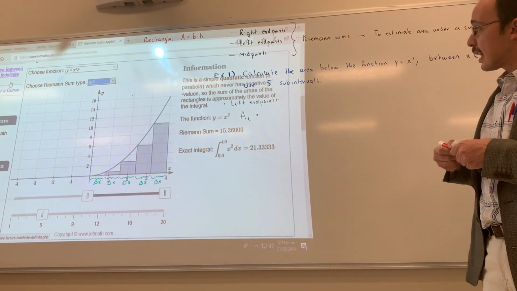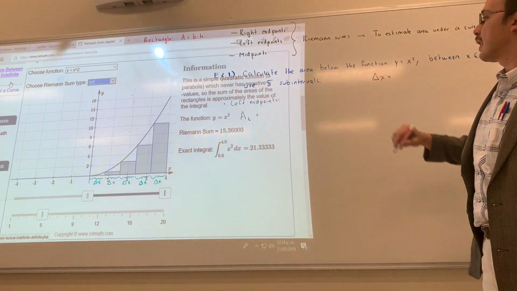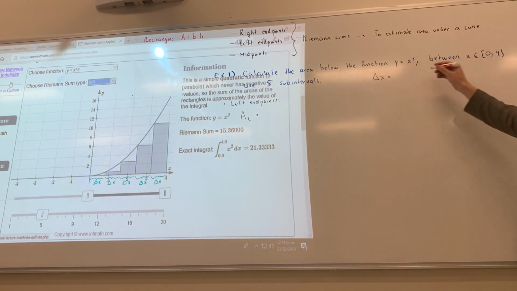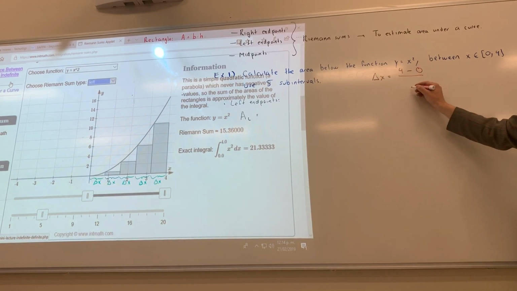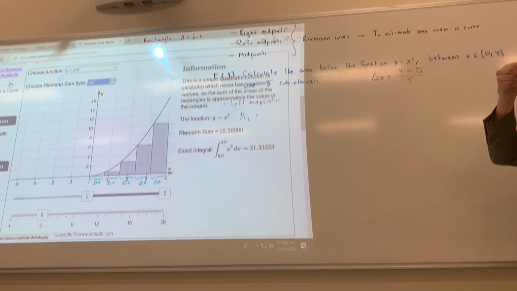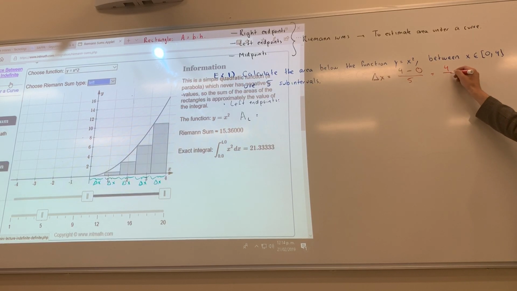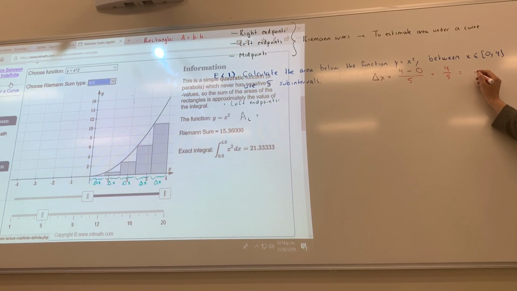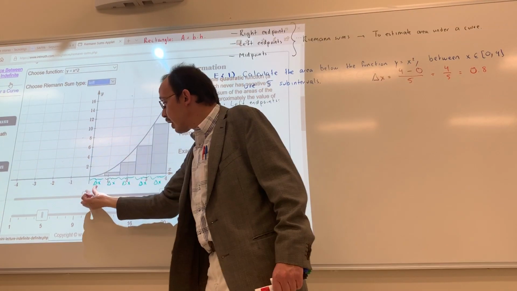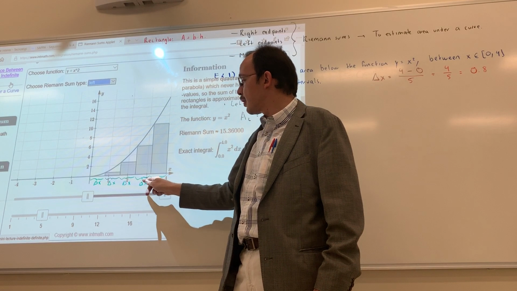Simple. Delta x in this case is going to be what? The highest value, which is 4, minus the lowest value, which is 0, divided by what? 5, which is the number of intervals. So in this case, it's going to be 4 over 5 equal to what? Yeah, decimals, that's fine. 0.8. Very good. So 0.8 is going to be the base of each rectangle. 0.8, 0.8, 0.8, 0.8, 0.8.